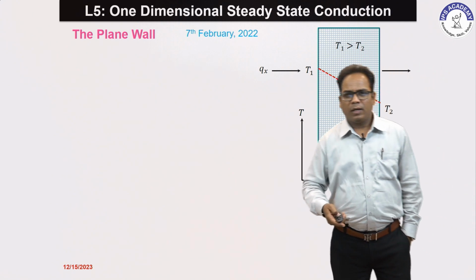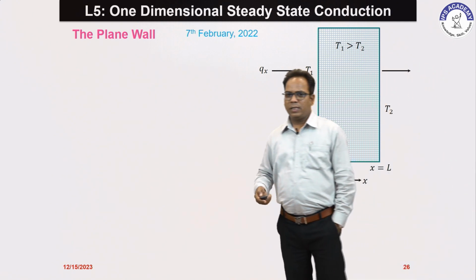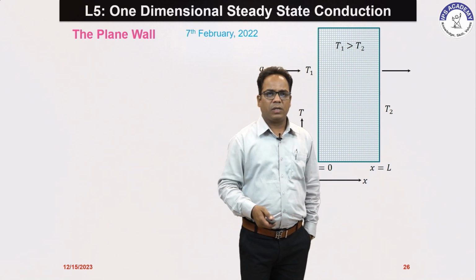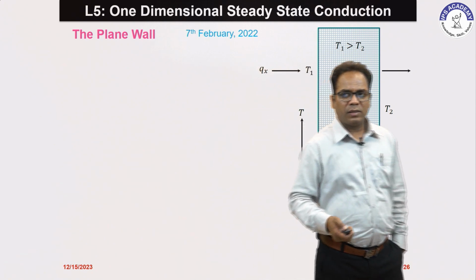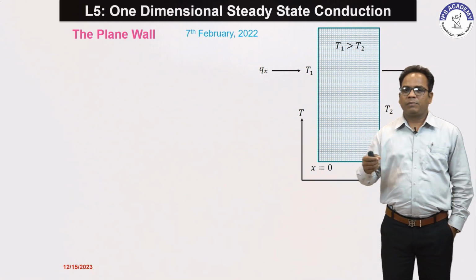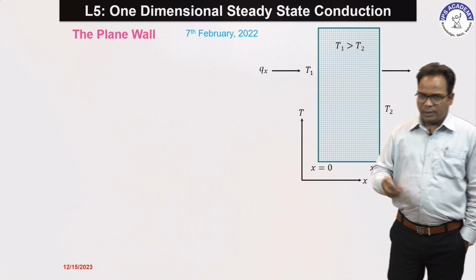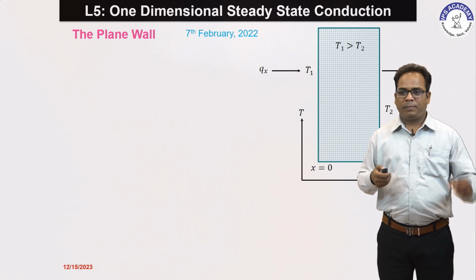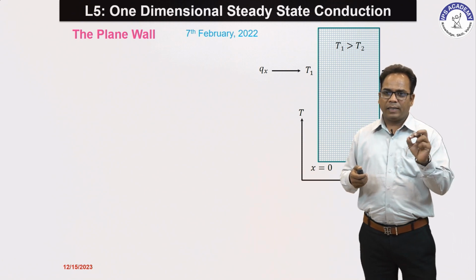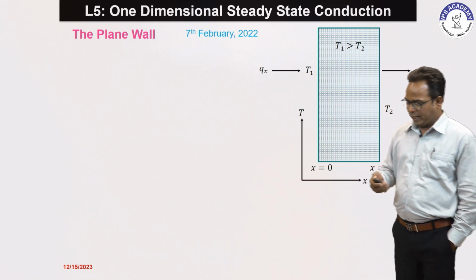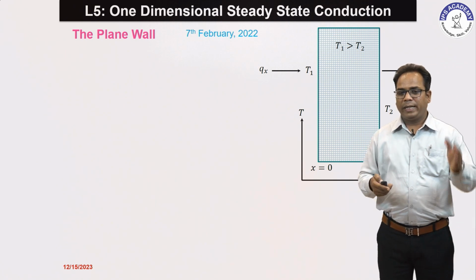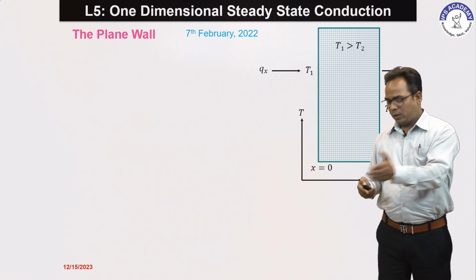So let us consider we have a plane wall, and across this the heat is going to be transferred. This is the direction of heat transfer. At one surface the temperature is maintained at T1, and at the other surface the temperature is maintained at T2. Of course in this case the temperature T1 at the first surface is greater than the temperature at the second surface, so T1 is greater than T2. So the heat is transferred from T1 to T2, right?